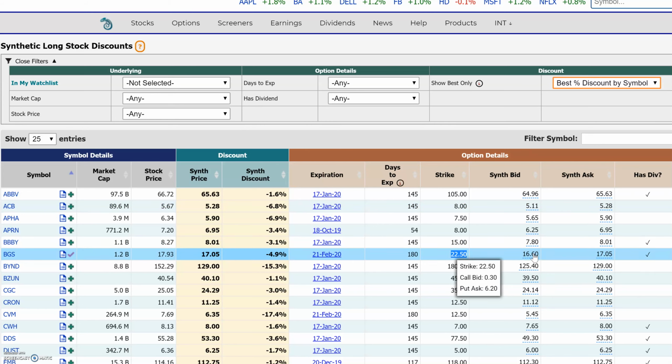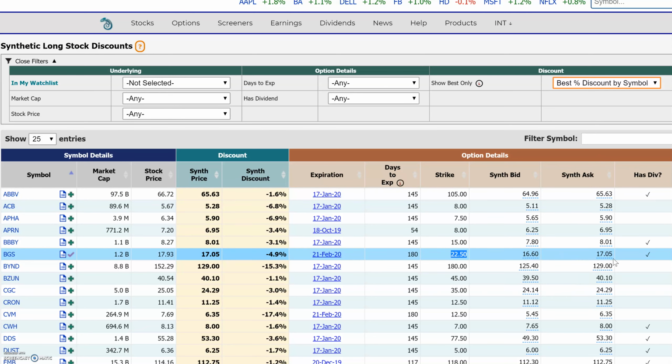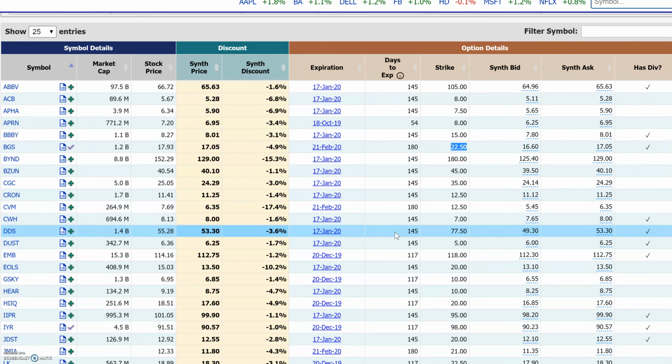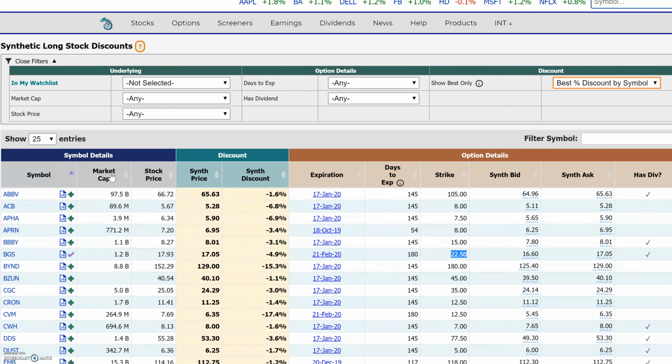So for the synthetic bid, you could see a call bid, put ask, and for the synthetic offer, call ask, put bid. That would be the spread in the synthetic. So you want to pay attention to that. If it's very wide, and you want to do a trade in the synthetic, the conversion reversal, you want to get it as close to the midpoint as possible because that's your fee once you pay that spread.